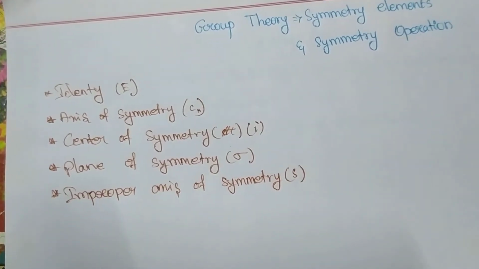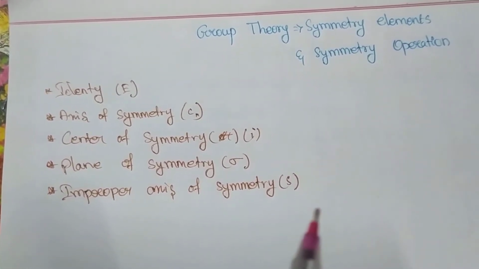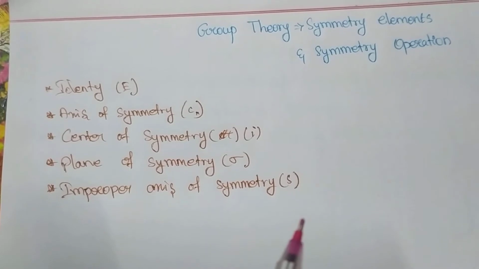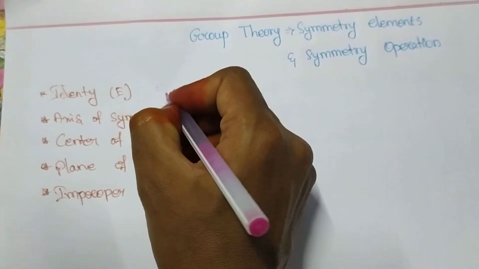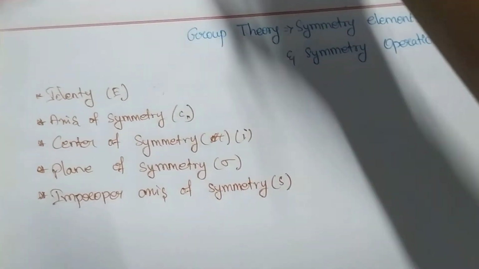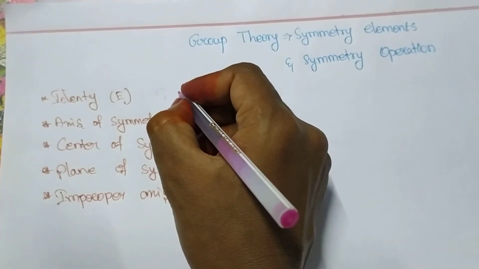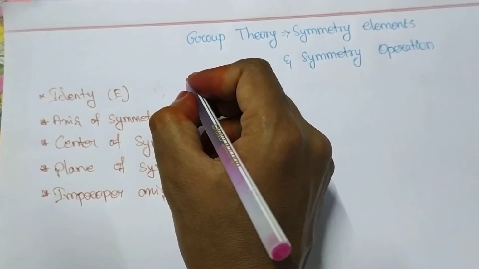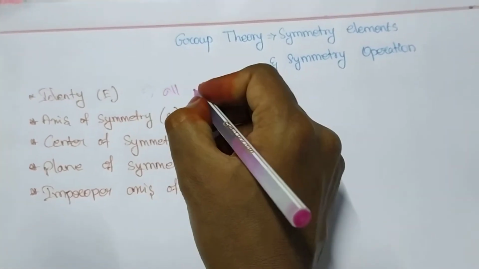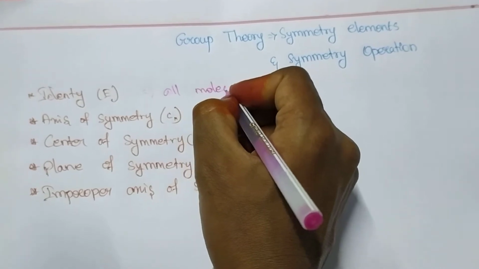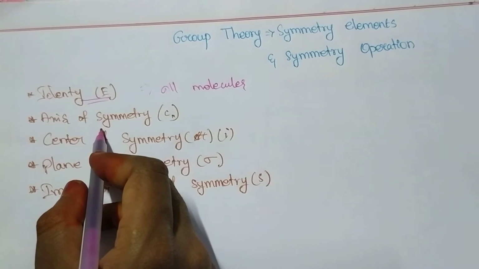First, what is identity? That is nothing but there is nothing done to the molecule. So all molecules will have identity. The operation leaves the molecule unchanged. And then axis of symmetry.